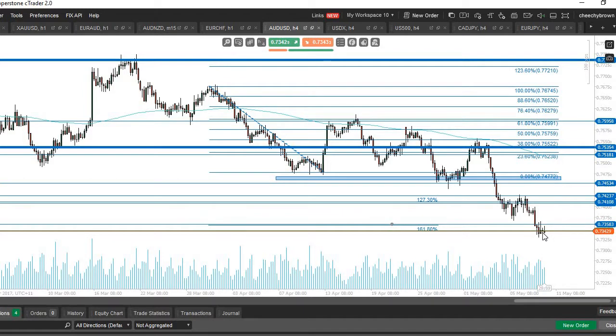Price is starting to consolidate a little bit around this level. These are very powerful levels, as you can see. Hopefully we'll see some more downside action for the Aussie dollar. That's about it for today.